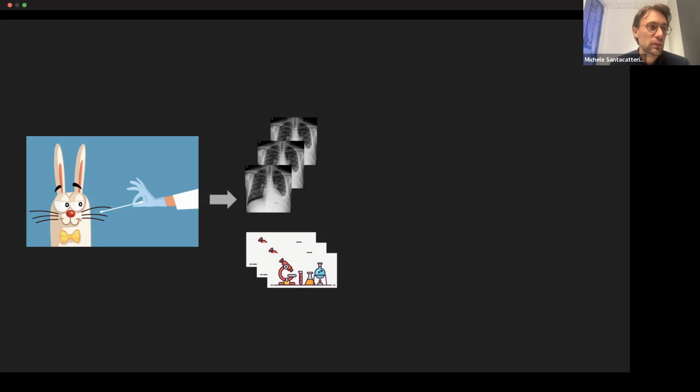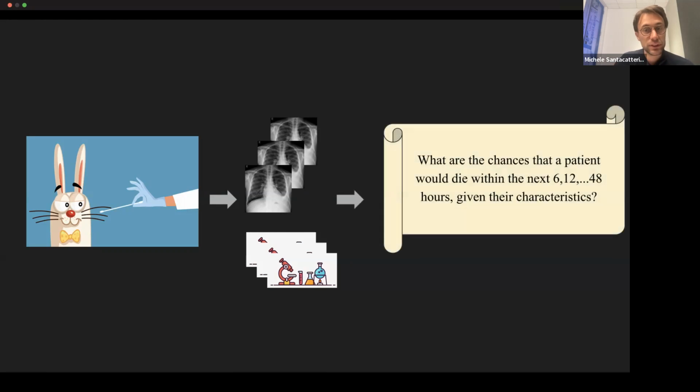And if you think about any medical issues and disease, here I'm picking COVID-19, but when you detect a disease, you collect some information and you can ask yourself a bunch of questions. Among others, you can ask, what are the chances that a patient, for example, this bunny here, would die within the next 6, 12, or 48 hours, given their characteristics?